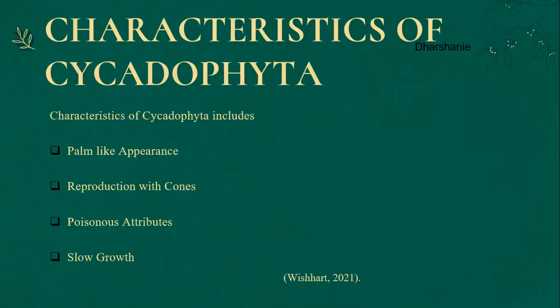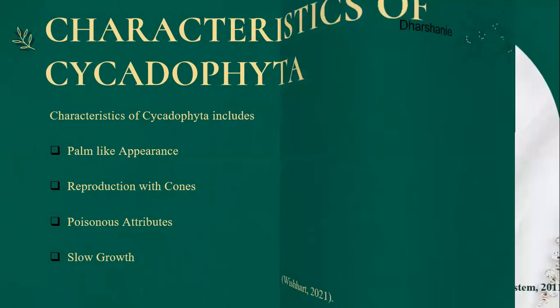Okay, now we will look at some characteristics of Cycadophyta. These include that they have a palm-like appearance, that they reproduce with cones, that they are considered to have poisonous attributes, and that they basically have slow growth. I will now hand you over to my other colleague.